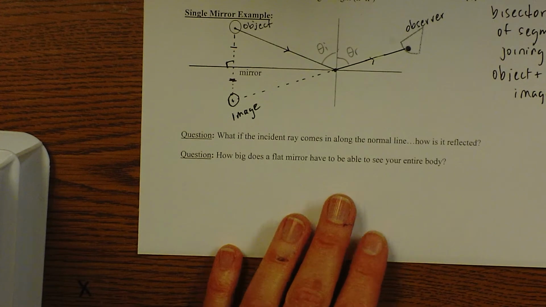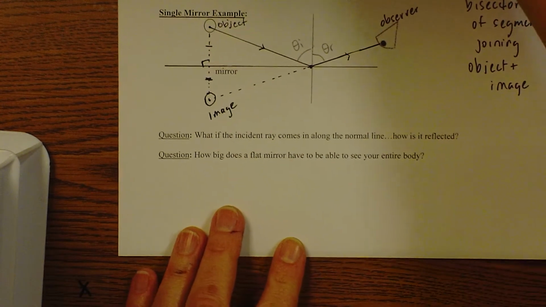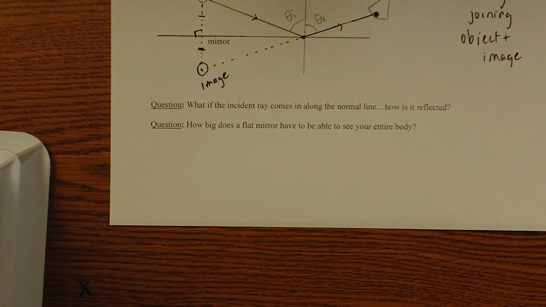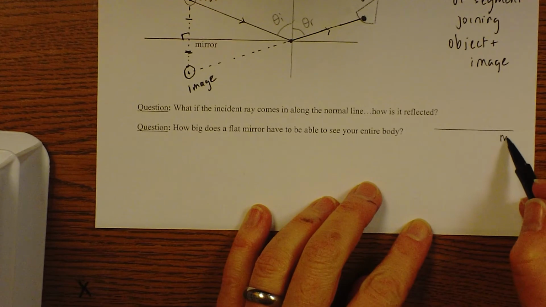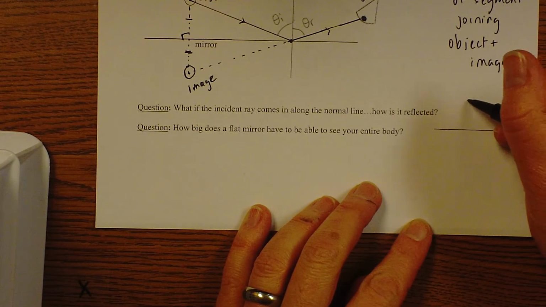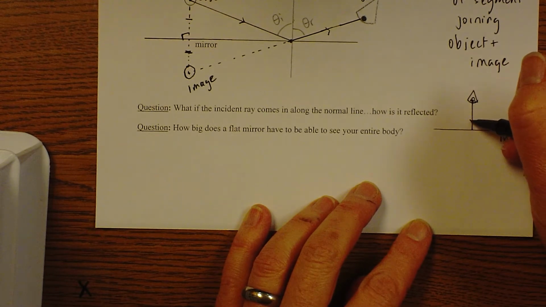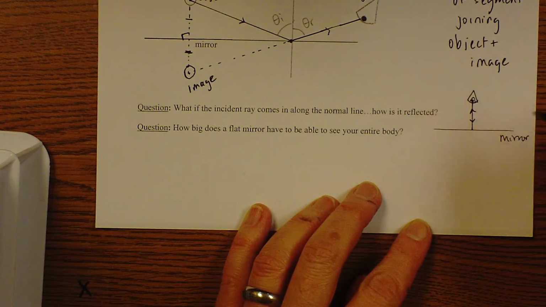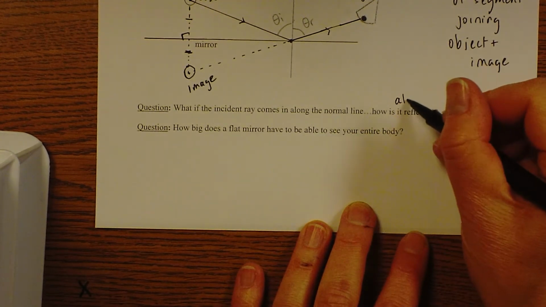Let's look at some questions. What if an incident ray comes in along a normal line? How would it be reflected? So basically what that's saying is, if I had a mirror, and if a person or if an eyeball were looking at itself, then the light would just bounce straight back. So it would be reflected along the normal.